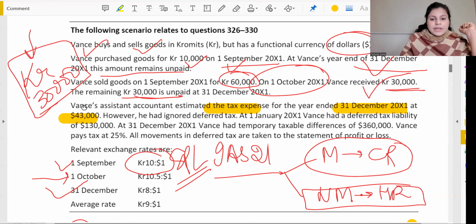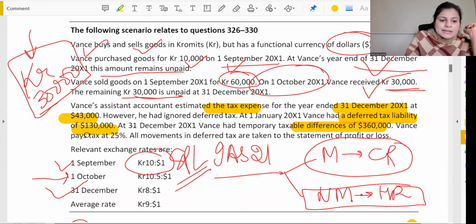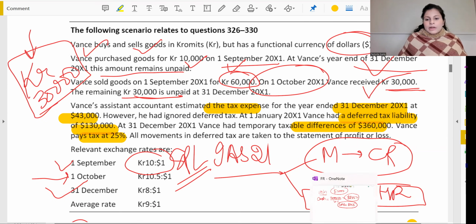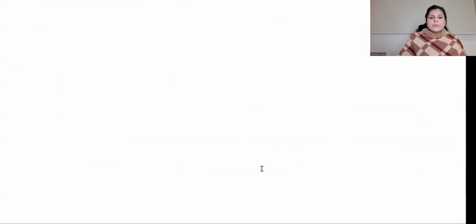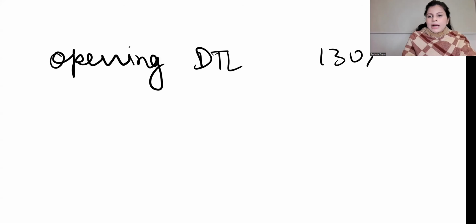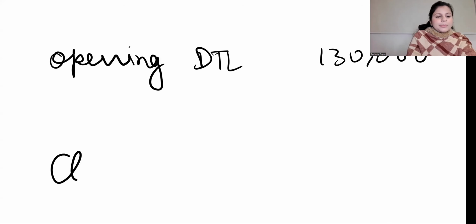So at 1st January, that is the beginning of the year, our deferred tax liability was 1,30,000 and our taxable temporary differences were 3,60,000. Our tax rate is 25%. So what is my opening deferred tax liability? Opening deferred tax liability is 1,30,000. So just write it here. Opening DTL is 1,30,000.